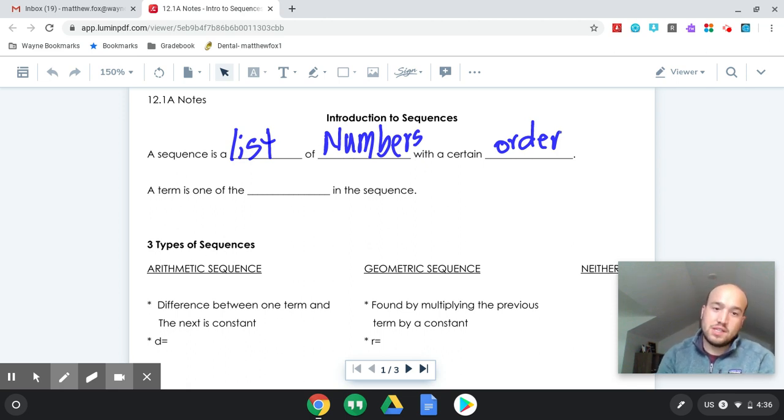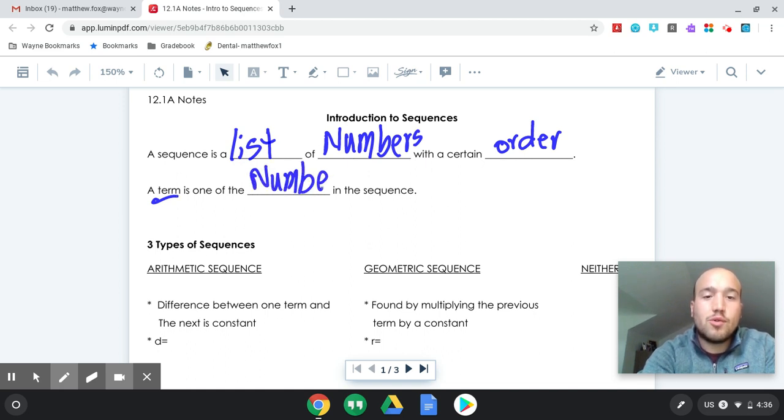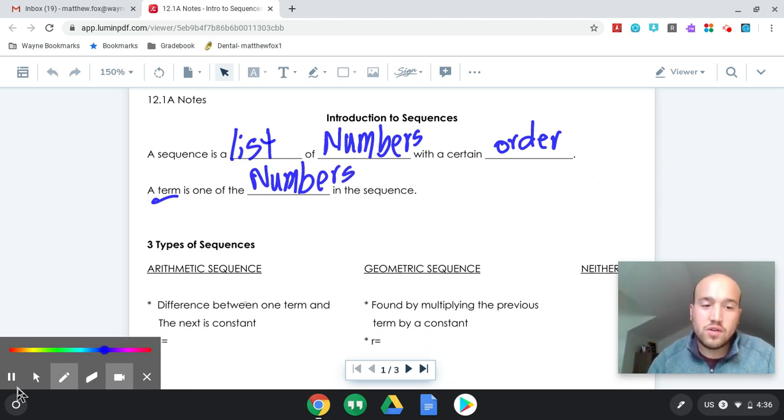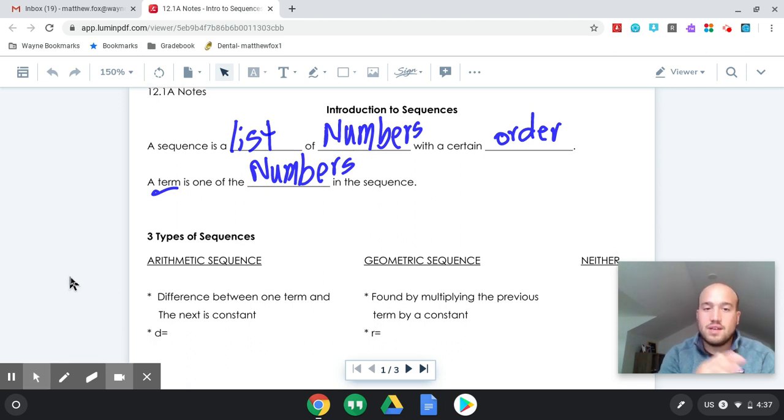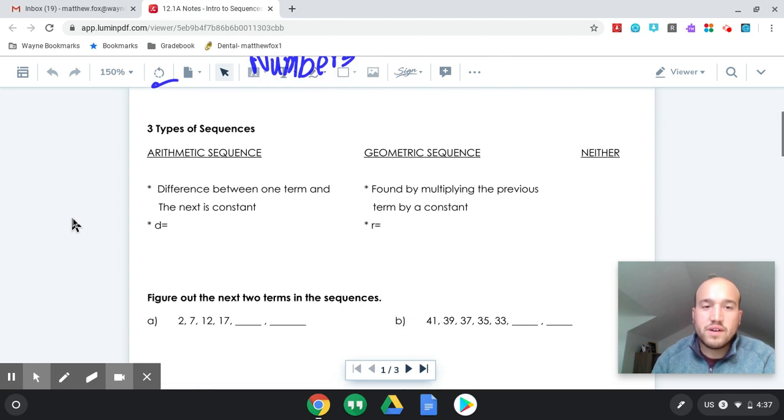Now, each specific number in this sequence is considered to be a term. Okay, so a term is one of the numbers in your sequence. We'll talk more about the terms as this week progresses, but just know that within the sequence, each spot is a different term. Now, we have a couple different types of sequences we're going to deal with.